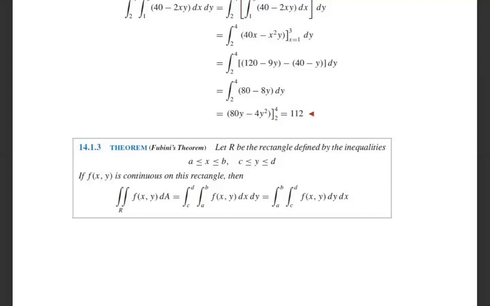And this theorem is called Fubini's theorem. The double integral from c to d, a to b, of f(x, y) dx dy is equal to the double integral from a to b, c to d, of f(x, y) dy dx. And remember, this is only for rectangular regions.